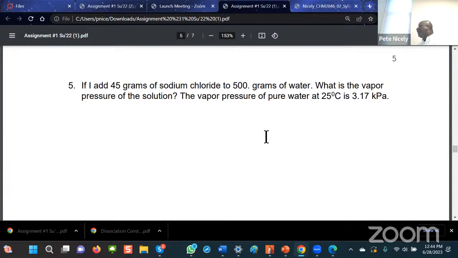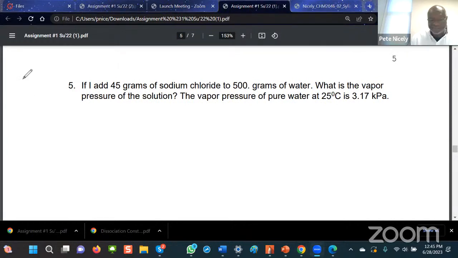Question number 5 says, if I add 45 grams of sodium chloride to 500 grams of water, what is the vapor pressure of the solution? And it says that the vapor pressure of pure water at 25 degrees is 3.17 kilopascals. All right, so the equation that you're going to use for this, let me write it up here.